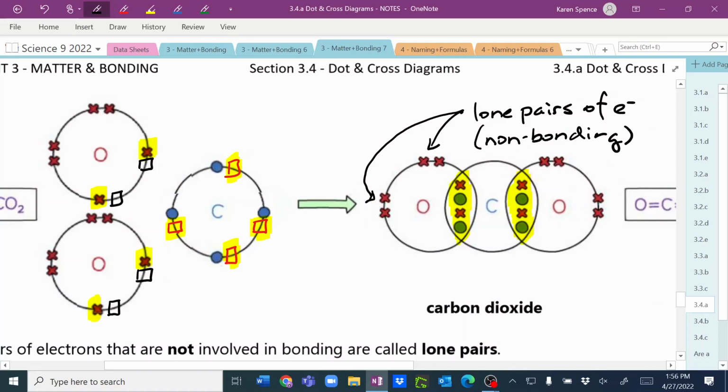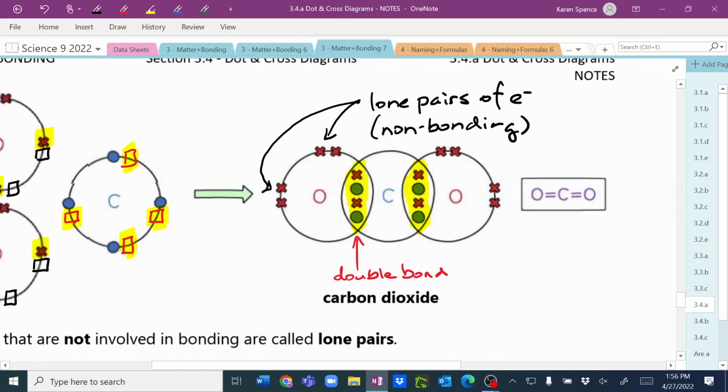How many pairs of electrons are being shared between carbon and oxygen? 4. So what's going on just between 1 carbon and 1 oxygen? 2 pairs are being shared, like right in here, yes? And then there's 2 pairs shared on the other side. What is this bond then if it's 2 pairs being shared? That's a double bond. Okay, and you can see that in our structural formula where we have O and 2 lines and then a C and then 2 lines and then an O.